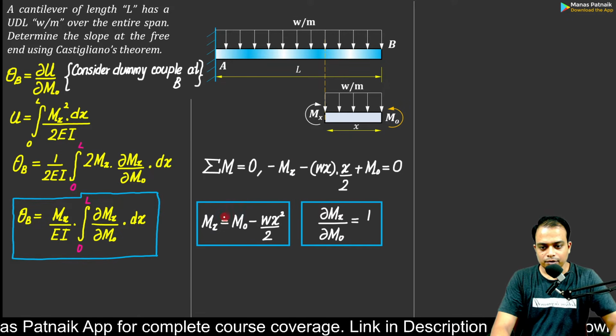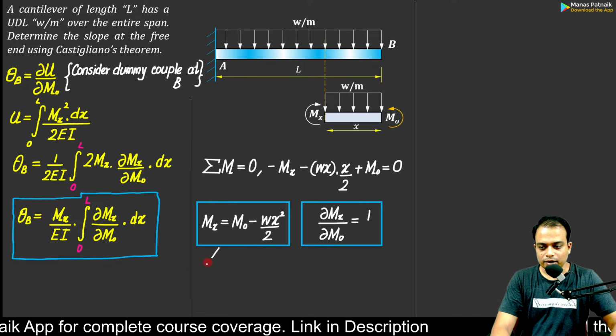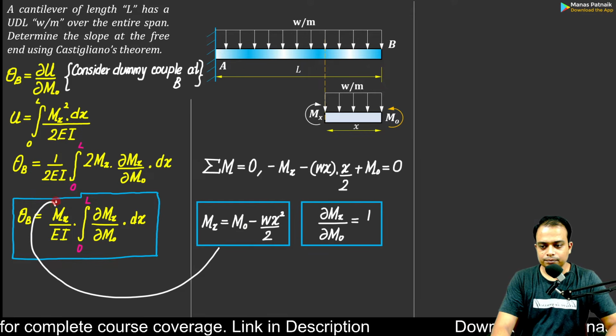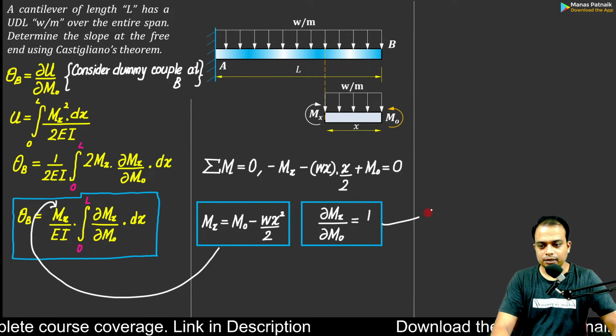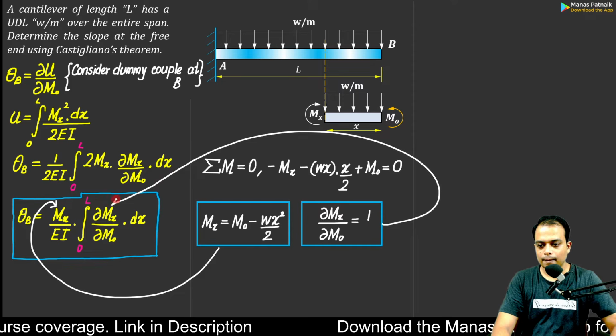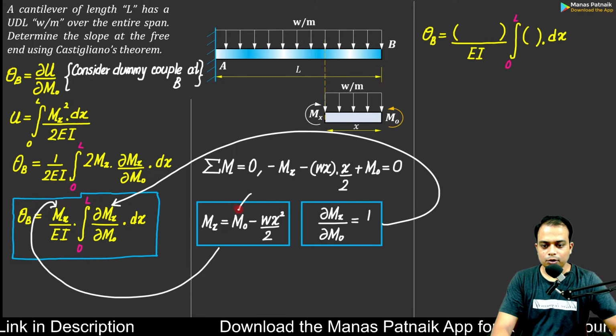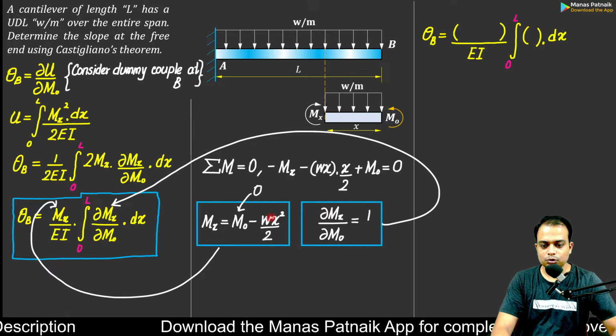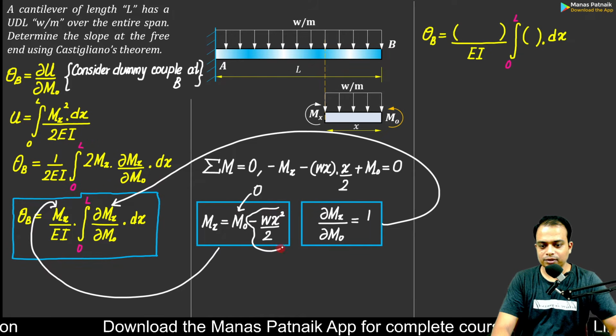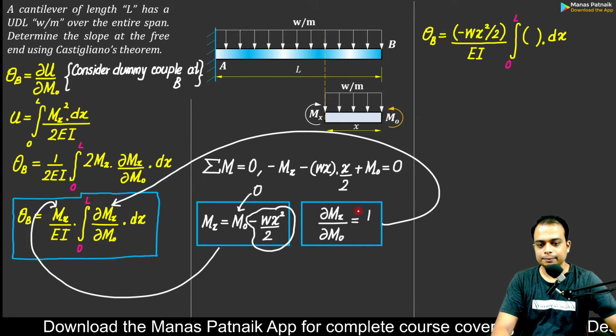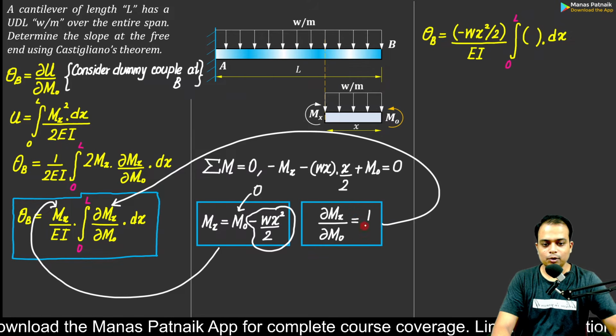Now we are going to be putting in these two values, one over here and the other over here. Let me just write it down. M naught, put this value as 0. So we are only left with minus wx square by 2. Here it is. Similarly, del M over del M naught is equal to 1.